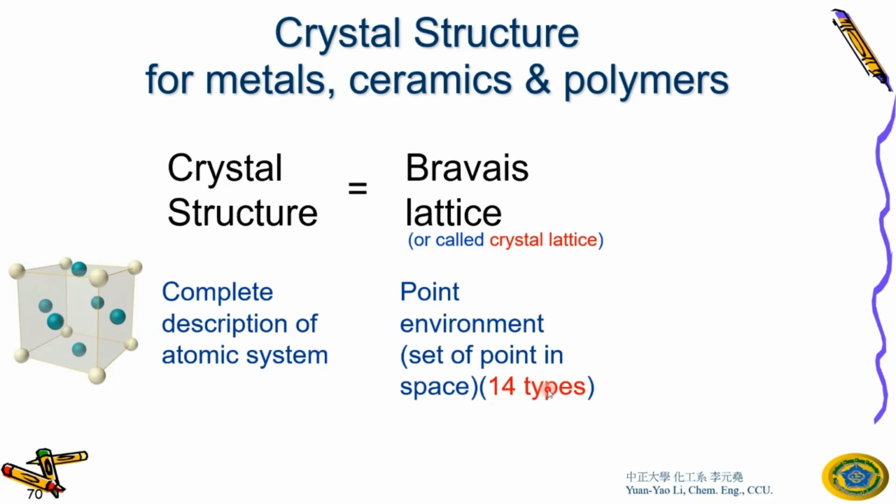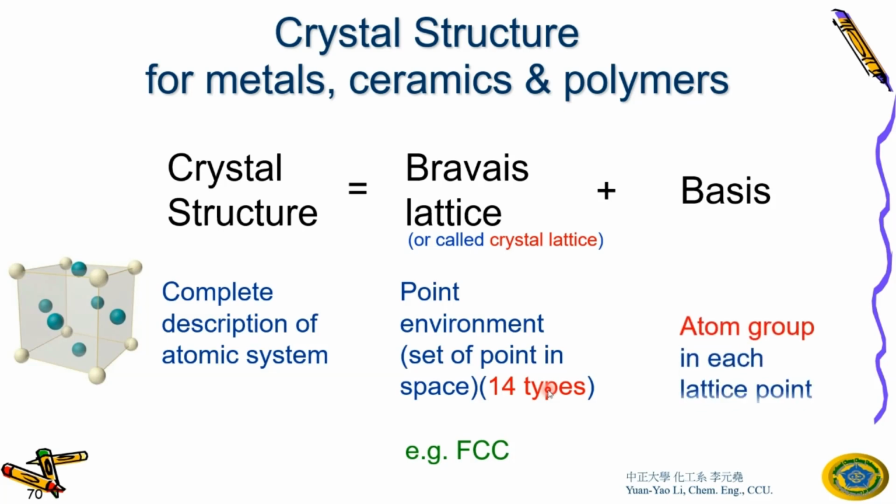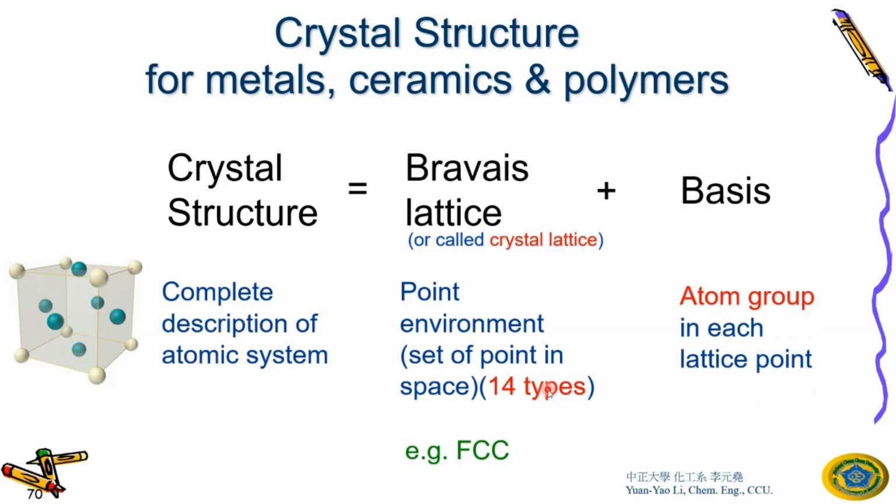That's why of the table we just showed you on the previous page. For example, FCC, BCC, and so on. Plus what? Plus a basis. You need to know what the basis is. The basis can be 1 atom, a pair of atoms, or a molecule, composed of many atoms, like 4 atoms. So this is called the basis: the atom group in each lattice.